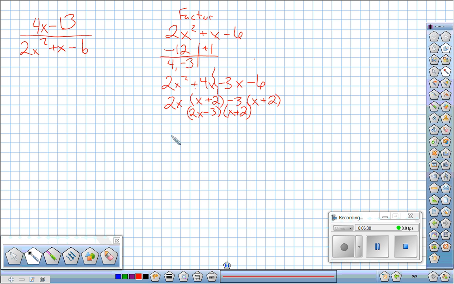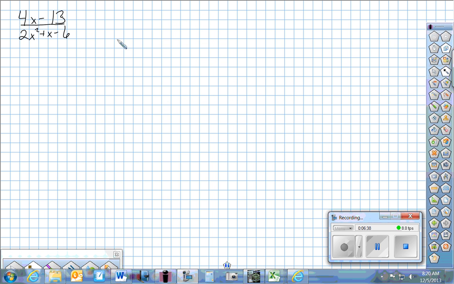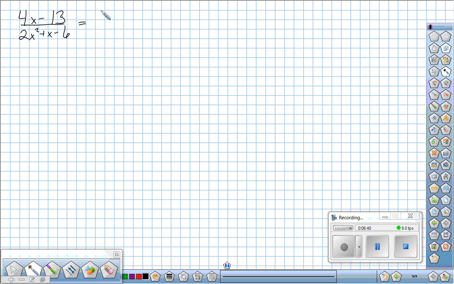Okay, then I'm going to create from this, I'm going to move this stuff over. So we just factored this, and I would be left with 4x minus 13 over x plus 2, 2x minus 3.